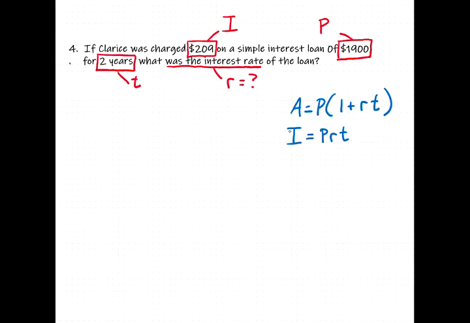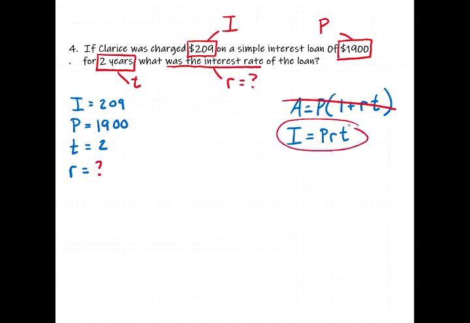Okay, so in this problem, we have I, we have P, we have T, and we have an unknown R. So we'll look for the formula that has these four variables, these four letters, I, P, R, T, and that is this one. Okay, so I equals P, R, T.